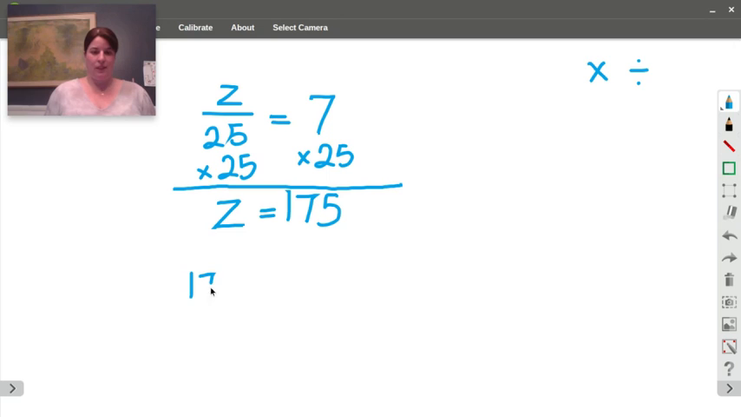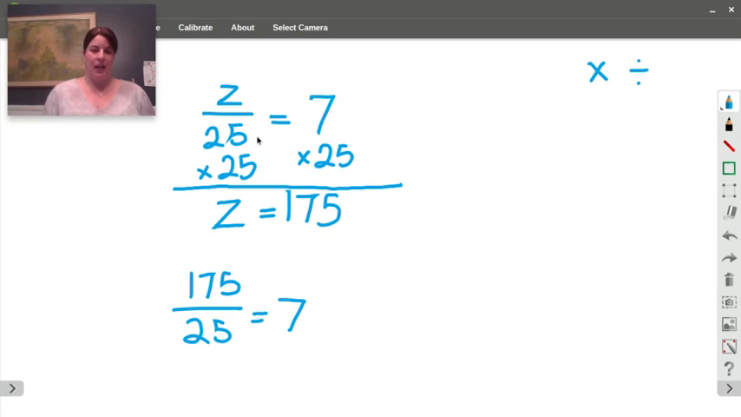And we can substitute that in. 175 divided by 25 equals 7, and it should. 175 divided by 25 equals 7. So we're in good shape there. So this is how you'll do your inverse operation for division.